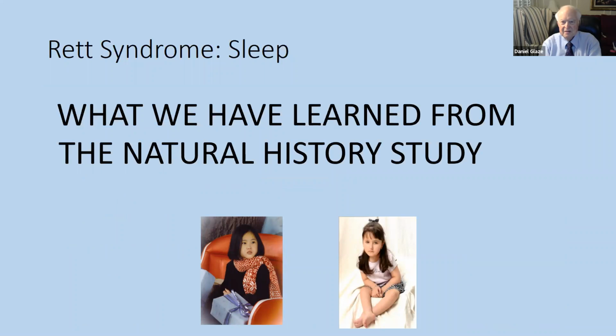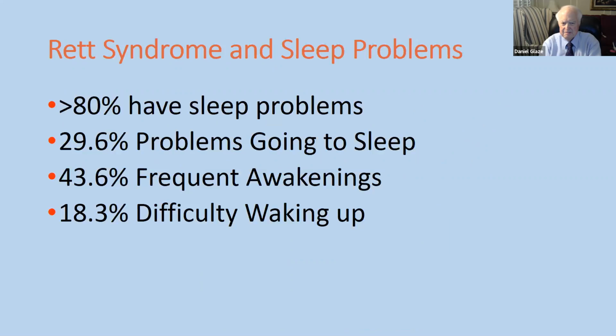I thought I would review what we've learned from a number of studies concerning sleep in disorders of MECP2 mutations. First of all, the natural history study has primarily involved girls and women with Rett syndrome. We asked a number of questions about how they were sleeping and have learned that sleep problems occur frequently in these individuals. Next slide. More than 80% report sleep problems. So sleep problems are frequent in girls with Rett syndrome. Many of them have problems going to sleep, have difficulty with frequent awakenings throughout the night, and waking up early. So a significant number of individuals with Rett syndrome experience insomnia.